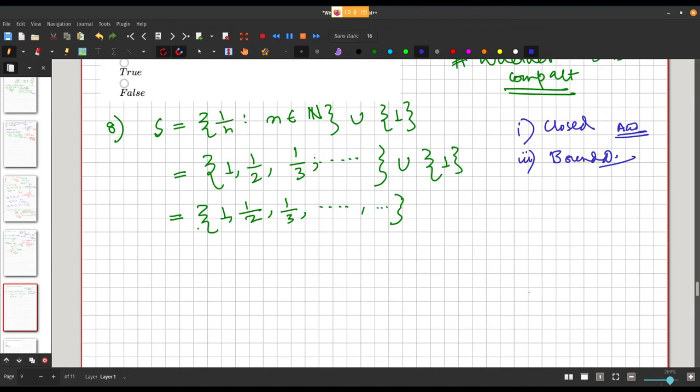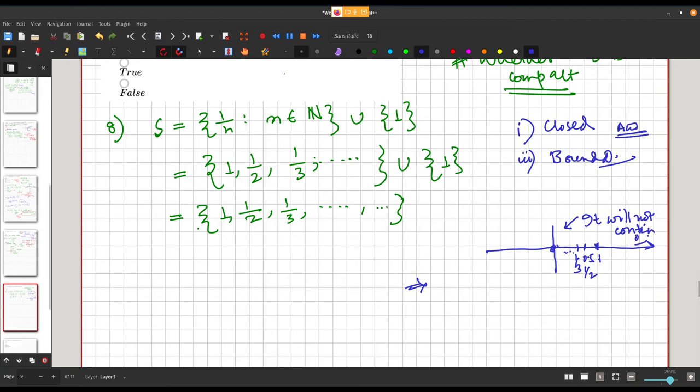So let us see the elements of the set on the real line. Here it starts from 1, then it becomes 0.5 or 1 over 2, 1 over 3, and then it goes in this direction, but it never reaches 0 because infinity is not in the set of natural numbers. So it will not contain 0.